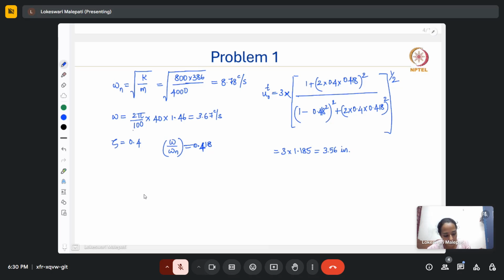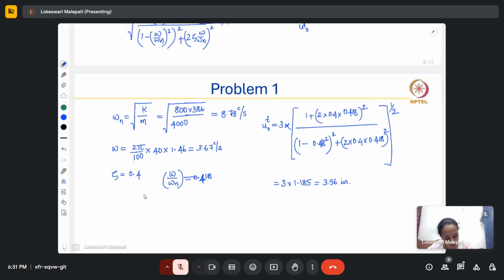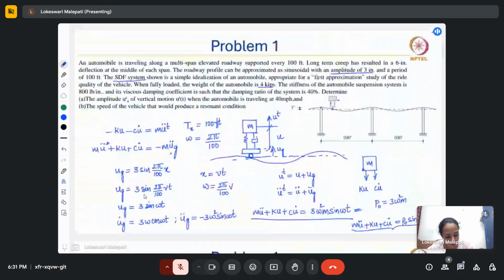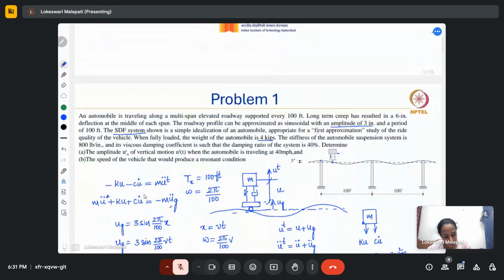Zeta was given. Sorry, question. Zeta? 0.4. Yes, the damping ratio is given as 40 percentage. Okay.